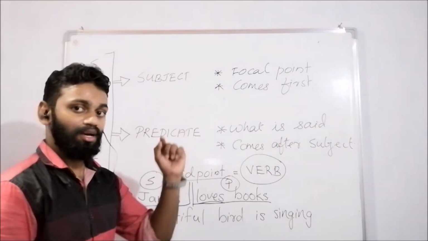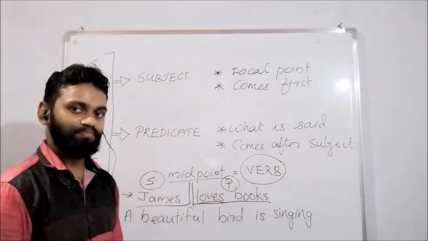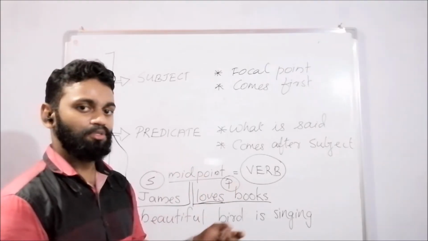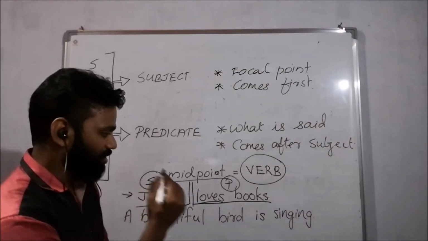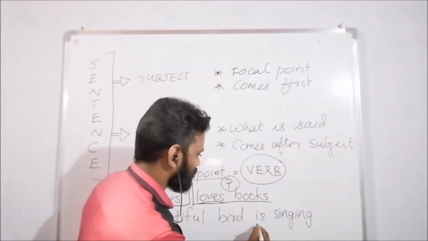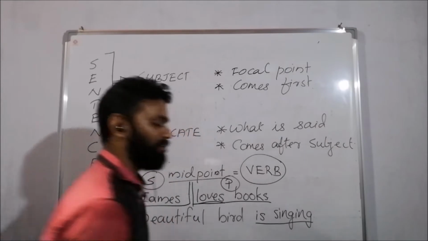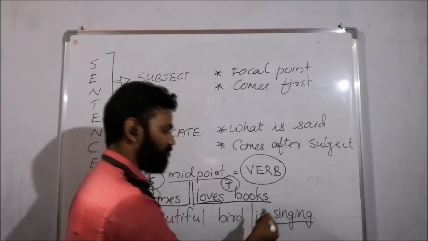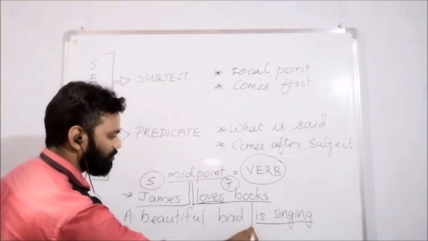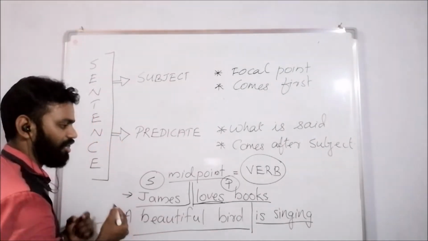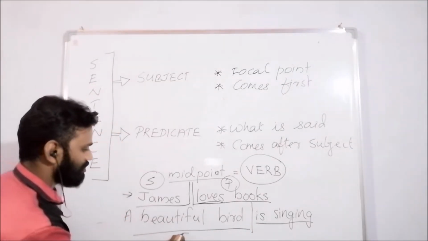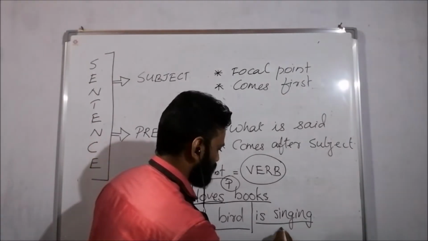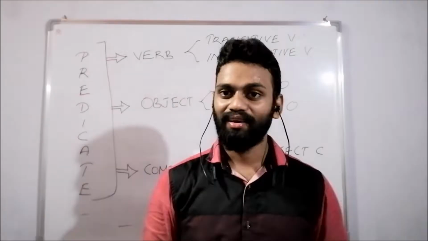Now let's look at the second example. A beautiful bird is singing. Now, as I told you, we have to look for the verb in the sentence. Here, the verb lies here. Is singing is the verb. And we need to put a mark here. Whatever comes before the verb is the subject. A beautiful bird, this is the subject. Is singing is the predicate.